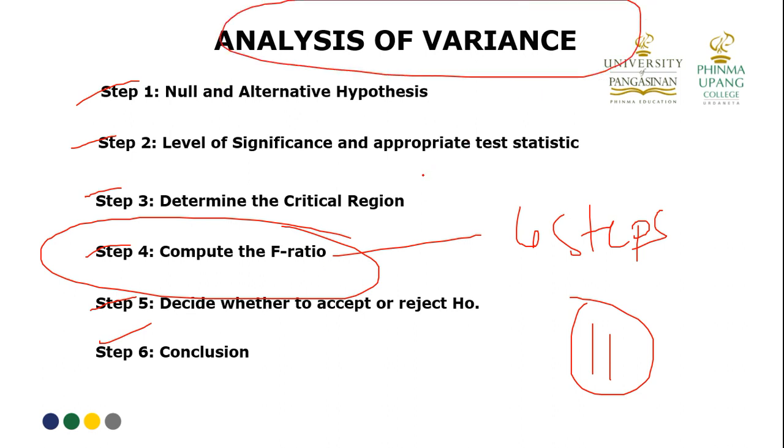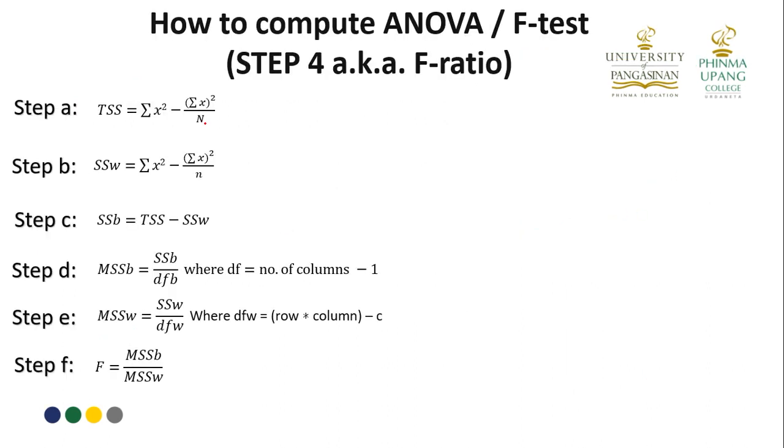Okay? So, ibigay ko na lang yung mga formula dito kasi marami eh. Ito po, how to compute ANOVA. Ito yung step number 4, anim yan. 1, 2, 3, 4, 5, 6. Para makuha mo yung F value, kailangan mo isolve yung 1, 2, 3, 4, 5.